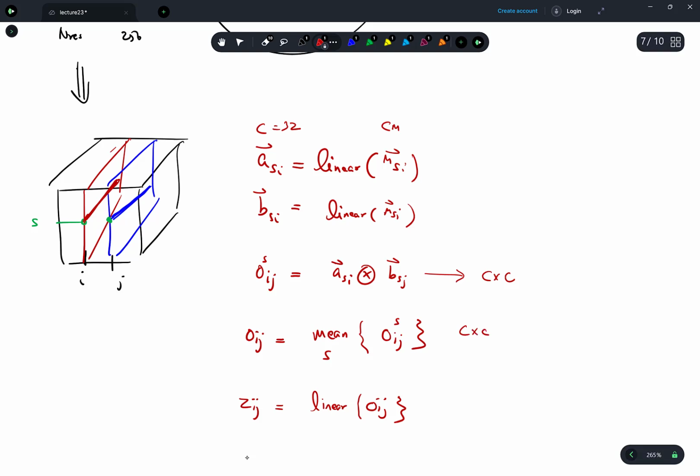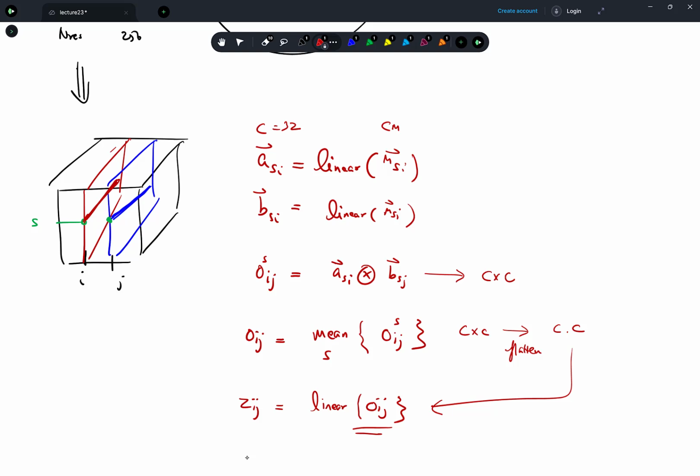Okay, so let's recap. Essentially, I pick a vector m_si, and I create an A vector and a B vector for that. So two projections essentially. Project your 256-dimensional vector into 32-dimensional space. Instead of calling it query and key, I'm calling it A and B, but it's the same kind of projection. You're just projecting it onto a 32-dimensional space.